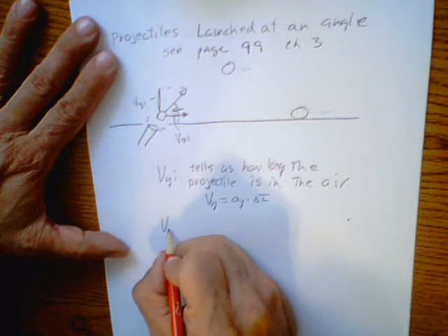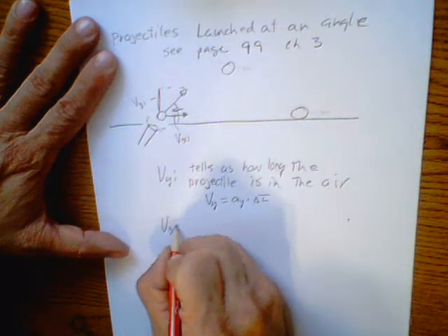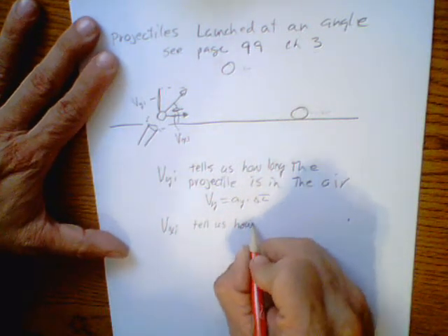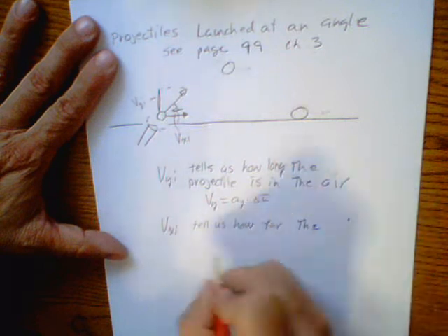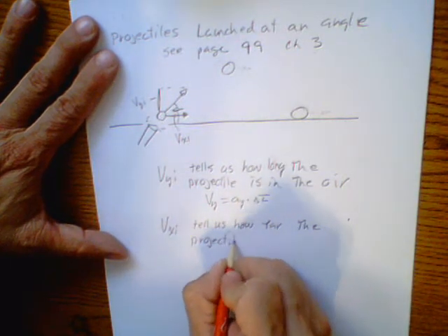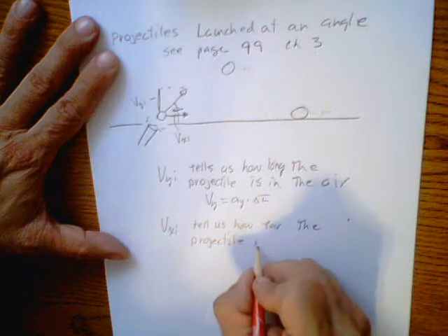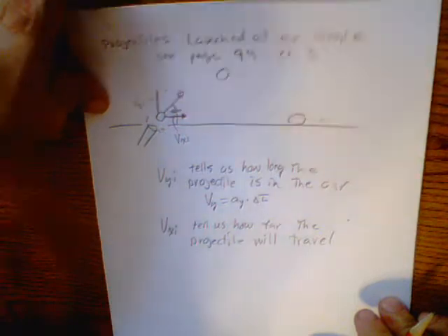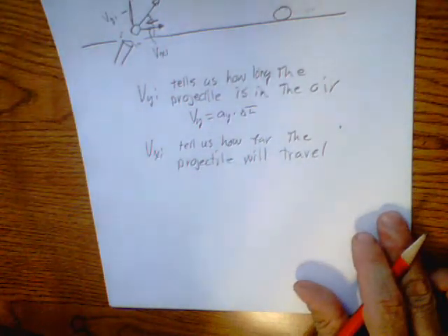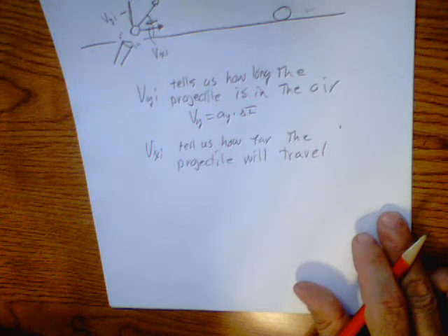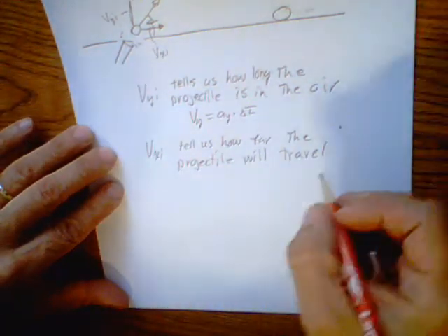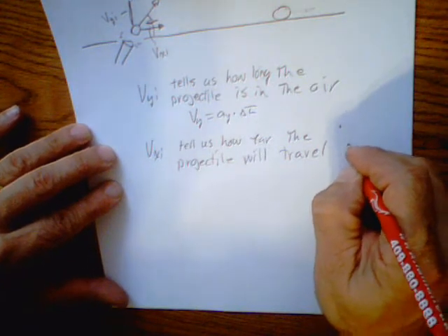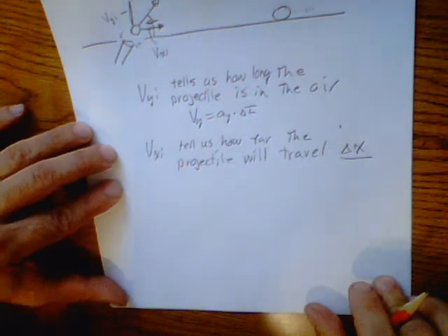We've worked with that. The velocity x initial tells us how far the projectile will travel. It's sometimes referred to as the horizontal, sometimes referred to as range. Before, we have just referred to it as x. That's what we've referred to it as.